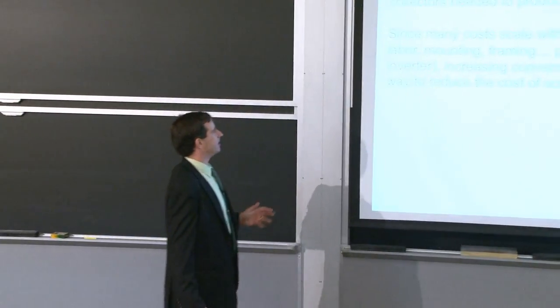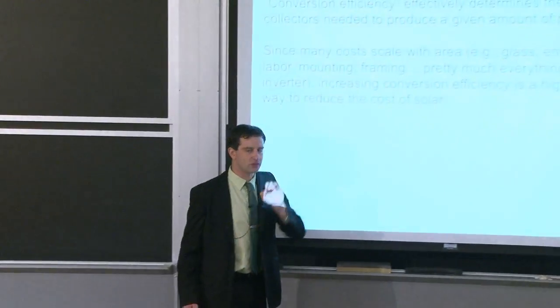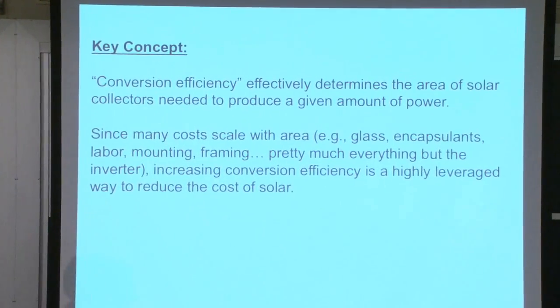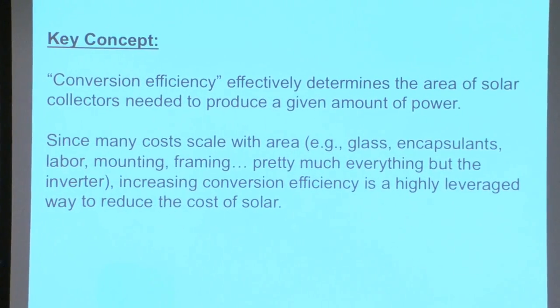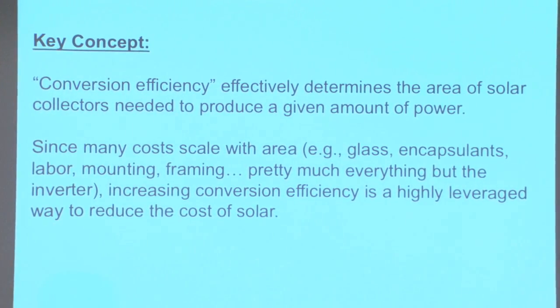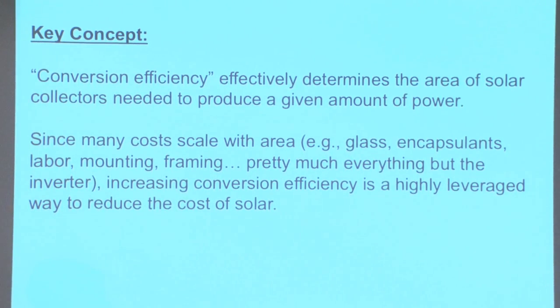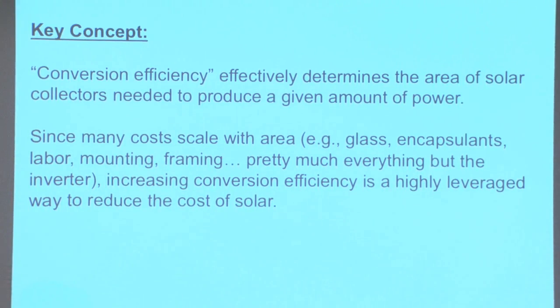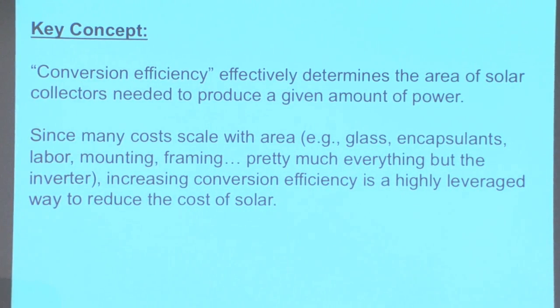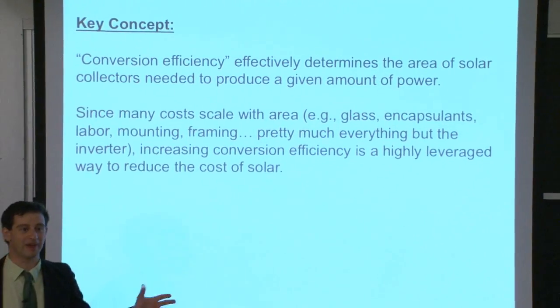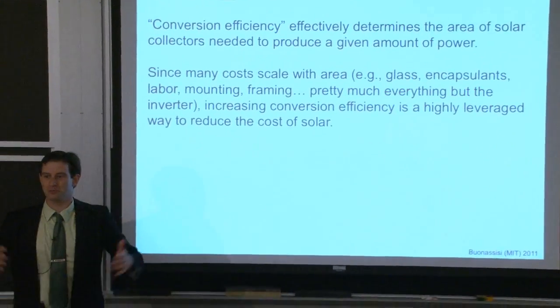Well, the conversion efficiency determines the area of solar cells needed to produce a certain peak power. Or to think of it differently, the area of solar panels that is necessary to produce a certain energy per unit time. And many costs scale with area. You have glass, encapsulants, the absorber materials within the solar cell devices themselves, the metals that are used to make contacts, the labor that's used to install the panels. If you have larger panel area, you need more labor to install it.